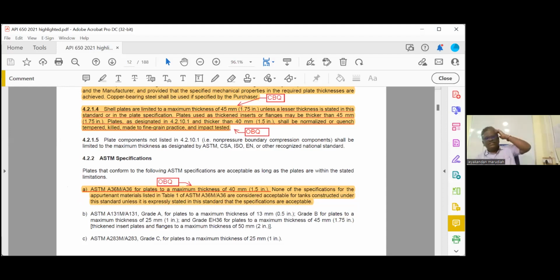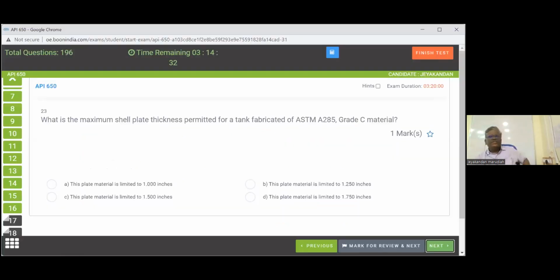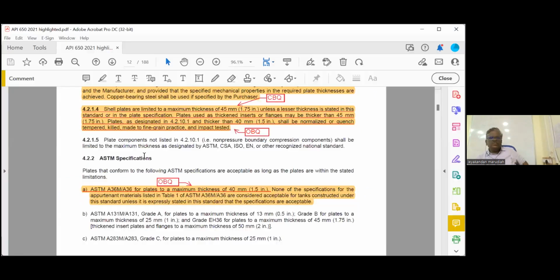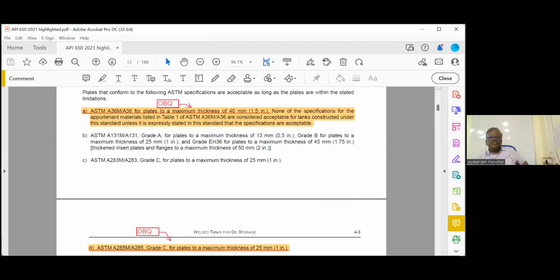What is the maximum shell plate thickness permitted for a tank fabricated of ASTM? Okay, the answer is 1 inch thickness, A288 grade C. So please, online, if you don't understand any of this question or you cannot look at it, please ask, I will show you. Grade C, 1 inch, it is there. It is all continuous only actually. Next.